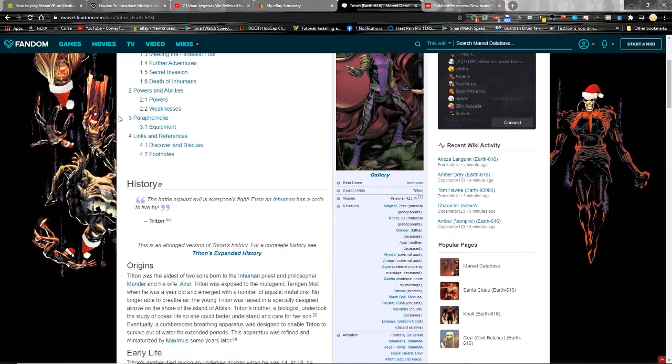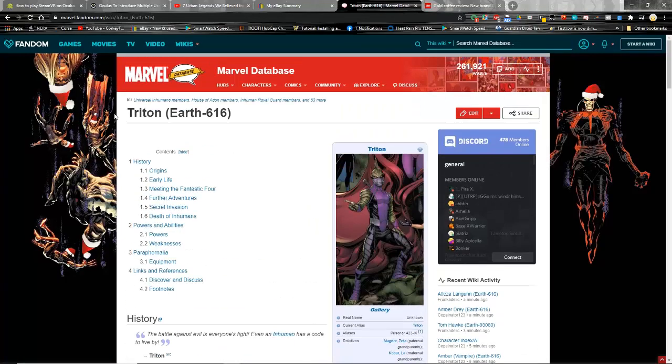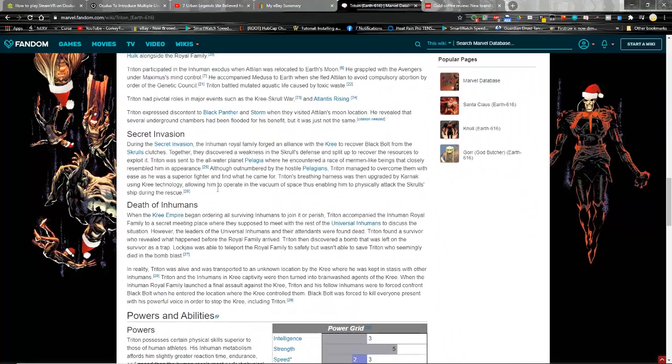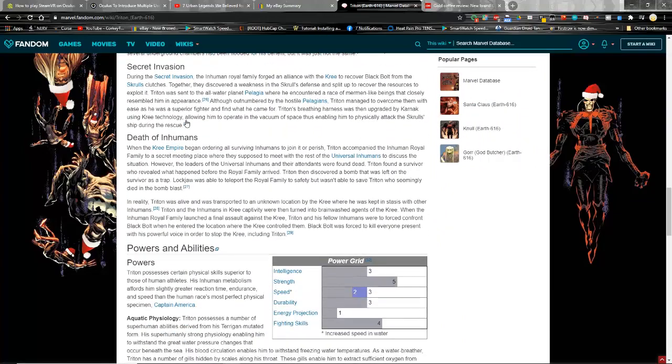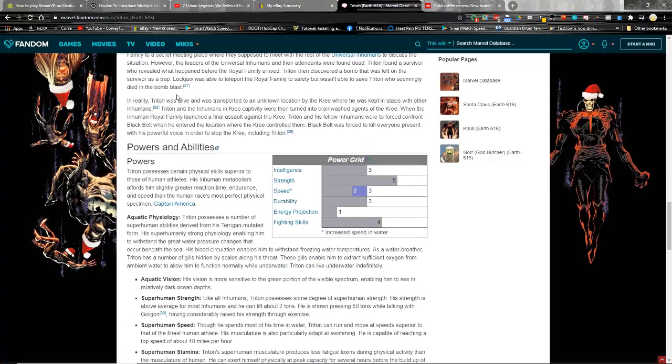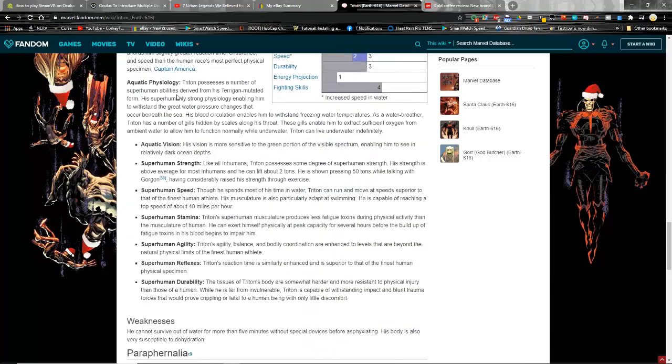The battle against evil is everyone's fight. Even an inhuman has a code to live by. So he is an inhuman that is dealt with, it looks like, the Fantastic Four. I admit, I know nothing about him, but he does seem to be tied to the Secret Invasion. Superhuman strength, speed, stamina, agility, reflexes, aquatic vision.